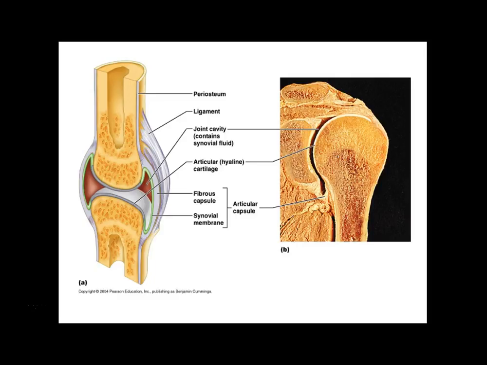This is a picture that shows a synovial cavity. You can see that it has like a sleeve around the outside, and outside of the sleeve are ligaments. Inside is the synovial membrane, and it's filled with synovial fluid. And you can see the two articulating ends have hyaline cartilage on them to help with that reduced friction.